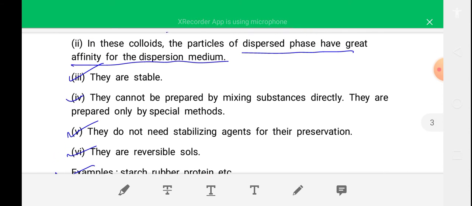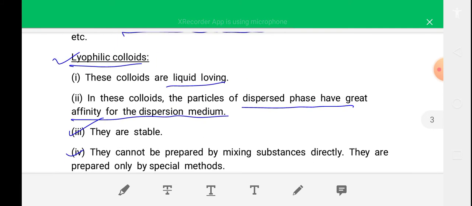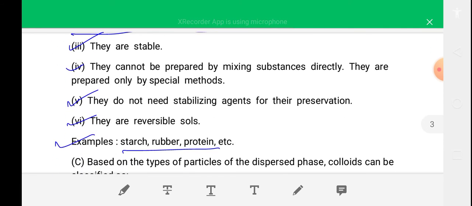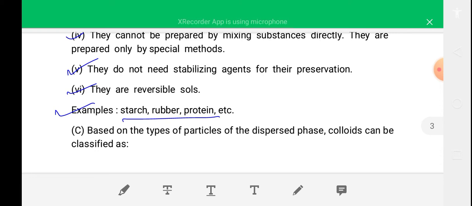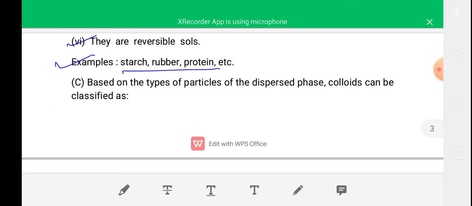So the properties of lyophilic and lyophobic colloids are given. You can differentiate between lyophobic and lyophilic colloids easily. Many points are given here.